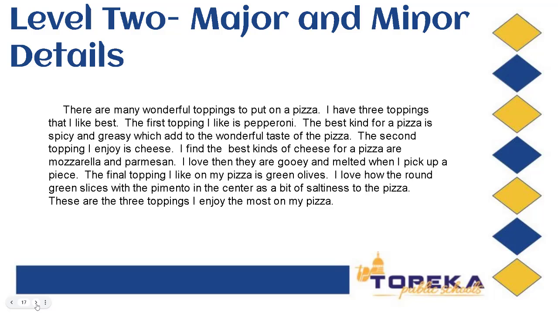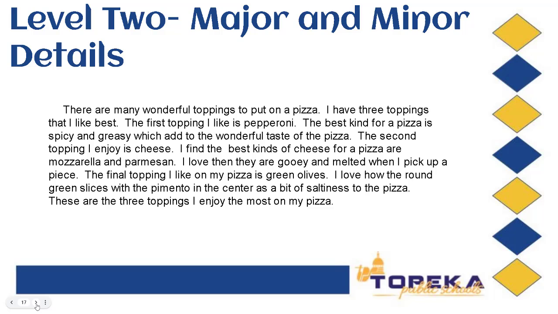Now in level 2, you're also teaching students how to take that paragraph and how to write your major and your minor details and to put this in a paragraph. So let's look at the example that I've created. It says there are many wonderful toppings to put on a pizza. That's my topic sentence. I have 3 pizza toppings that I like best. The first topping I like is pepperoni. The best kind for pizza is spicy and greasy, which adds to the wonderful taste of the pizza.